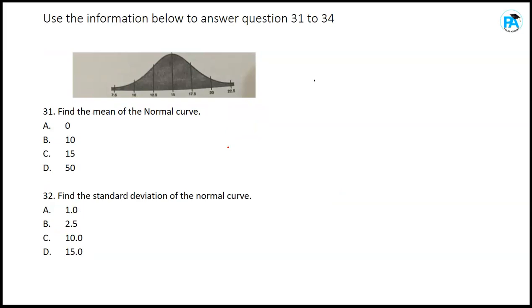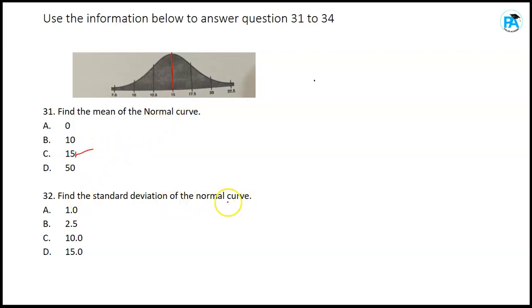Now, question 31 says, we should use the information below to answer 31 to 34. So 31 says, find the mean of the normal curve. Now, to find the mean, you look at the curve. The curve was supposed to be straight, but I cut it somewhere and pasted it here, so sorry for that. The middle is always the mean. So it falls on 15. So our mean is 15.